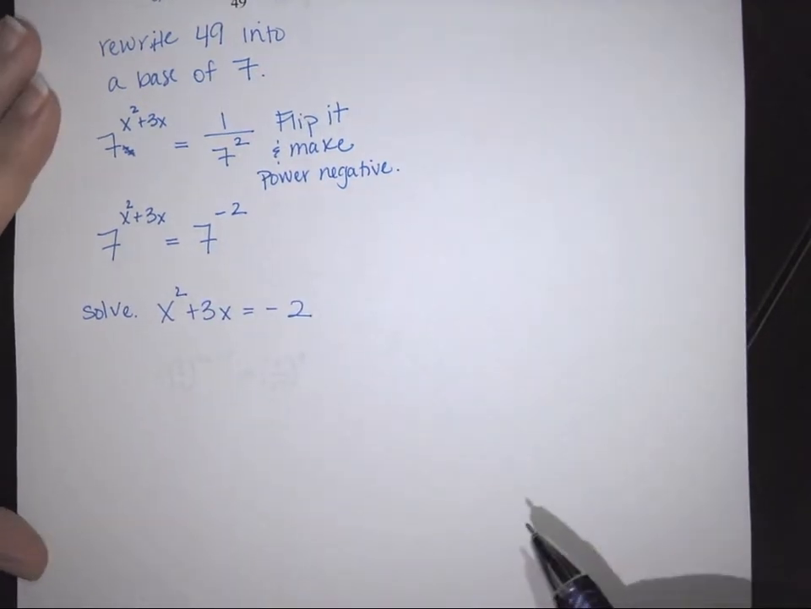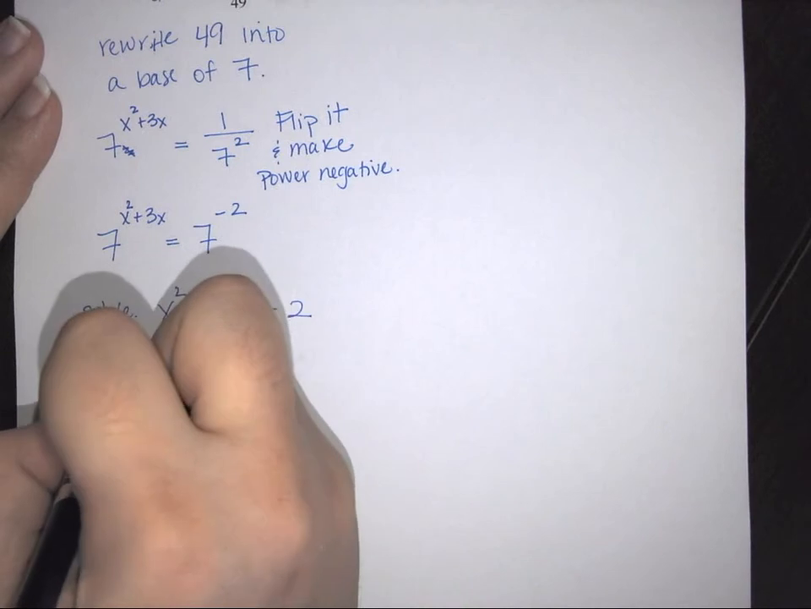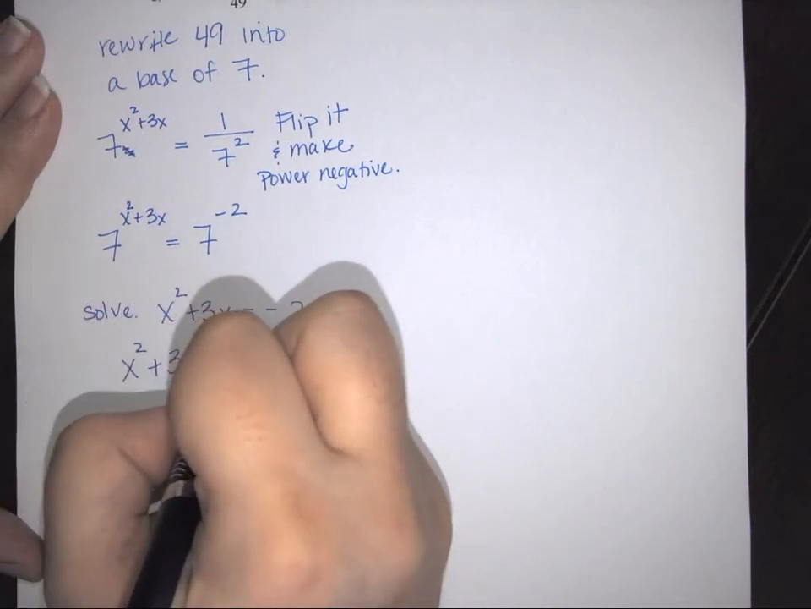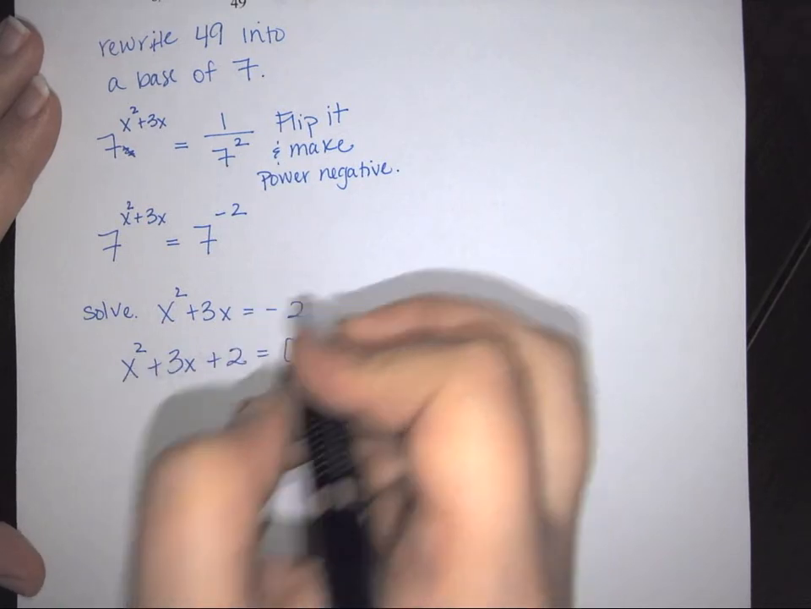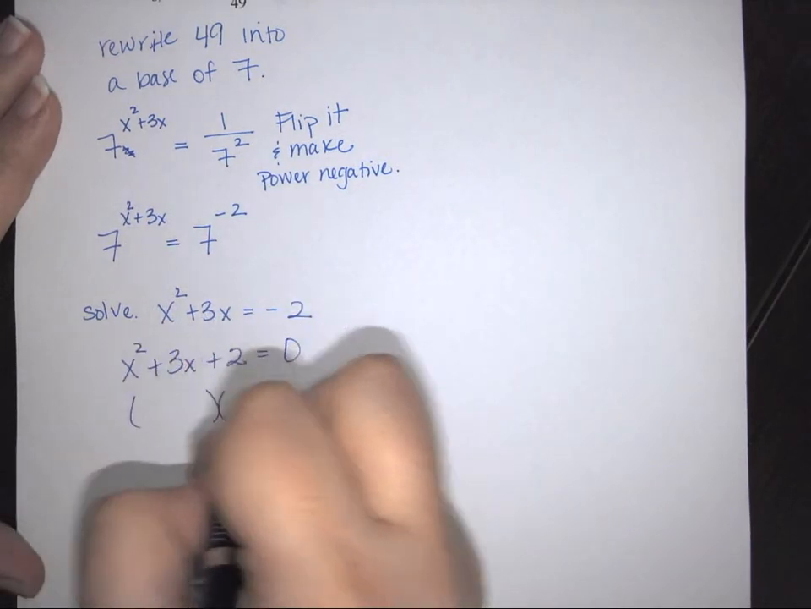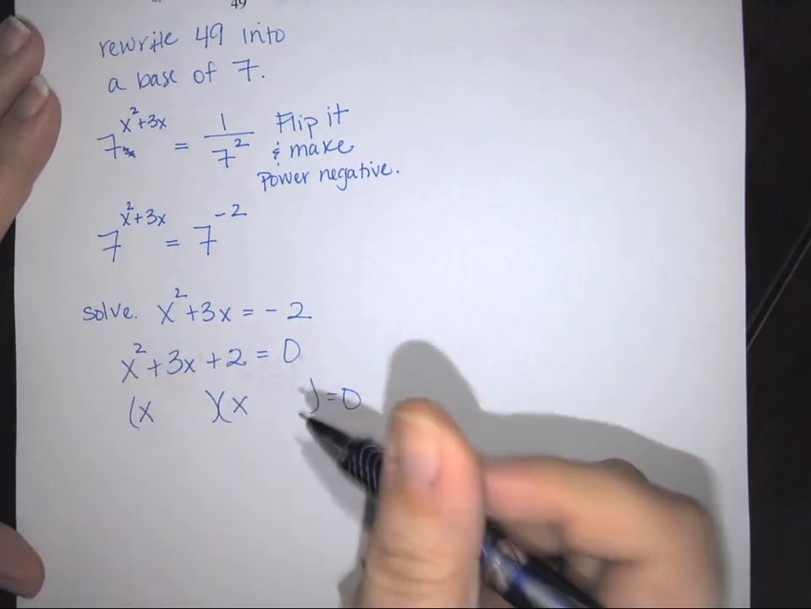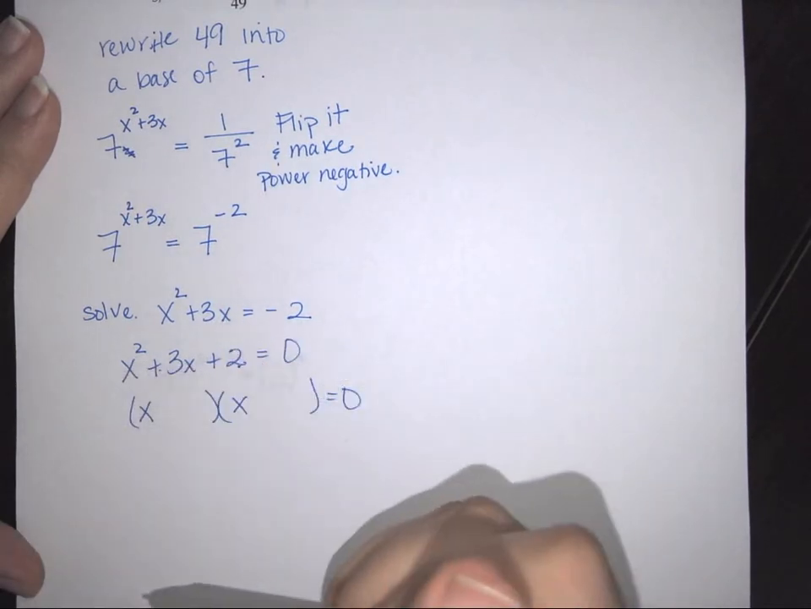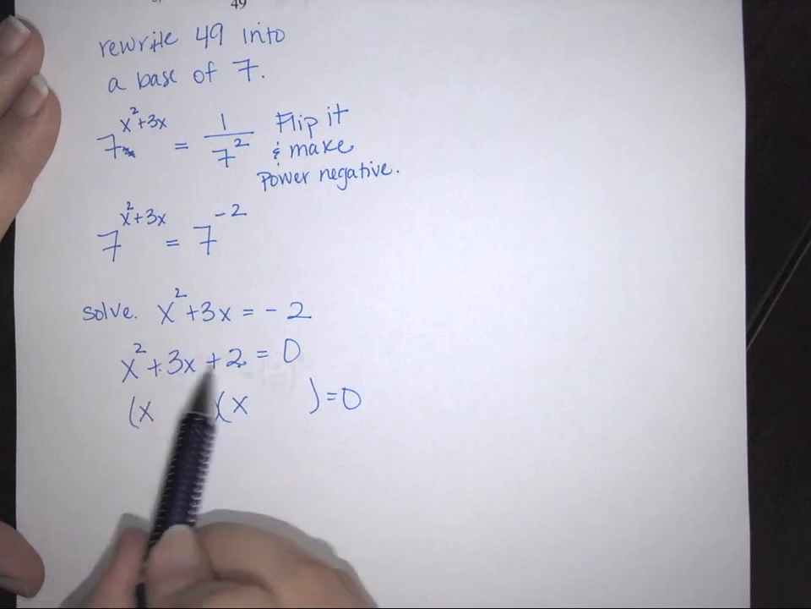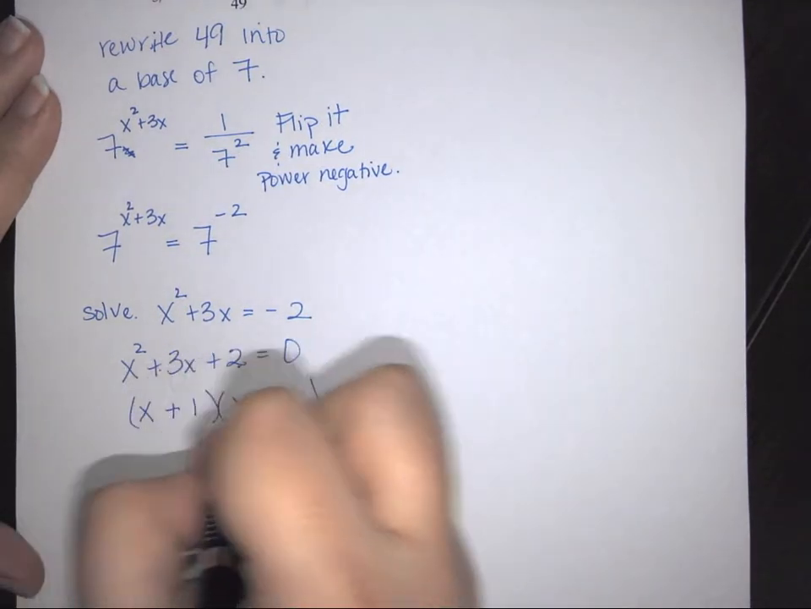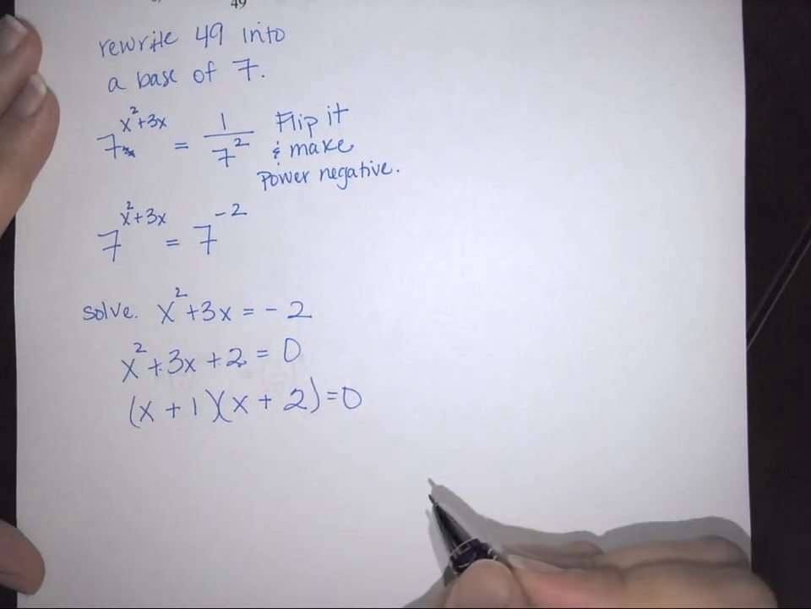So we're going to solve that quadratic, move the 2 over, x squared plus 3x plus 2 equals 0. I can factor this into its parts. So this becomes x and x. I need factors of 2 that'll give me a positive 3. Since both my signs are positive, I have positive, positive. And the only factors of 2 that I have are 1 and 2.